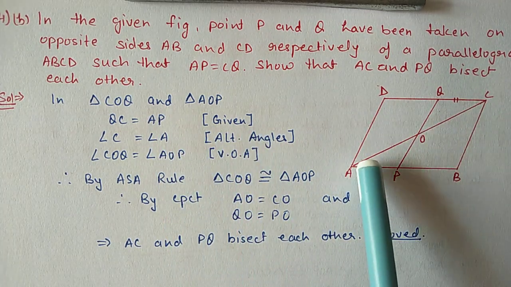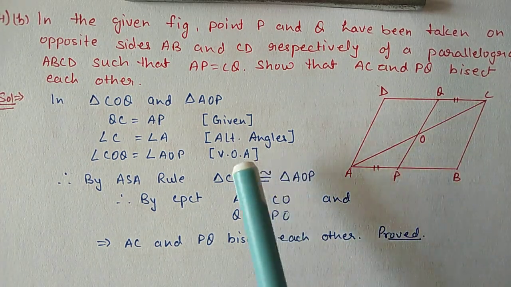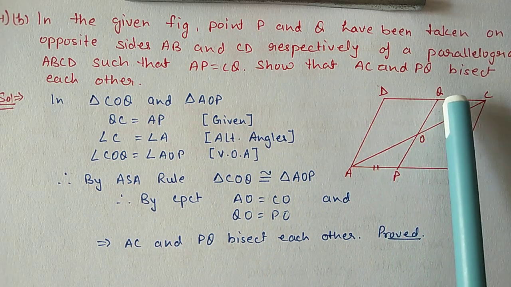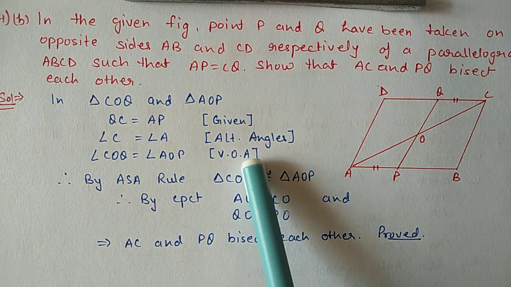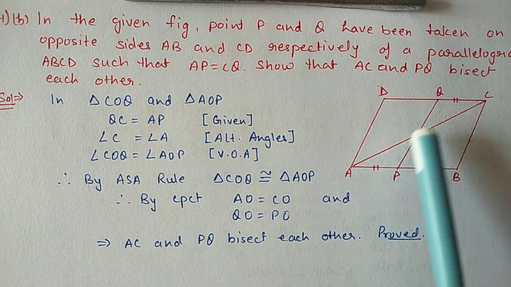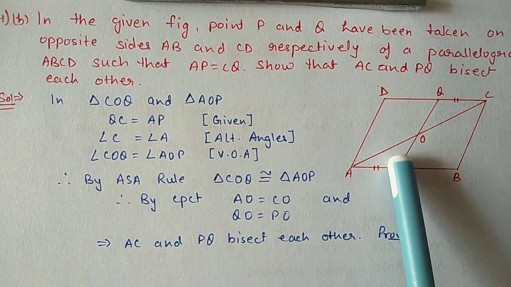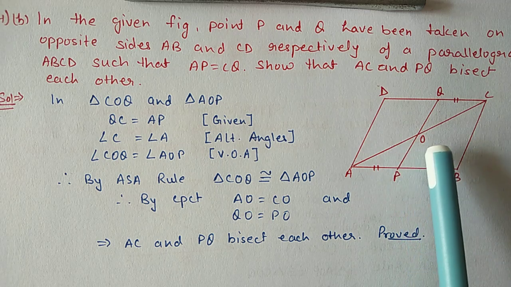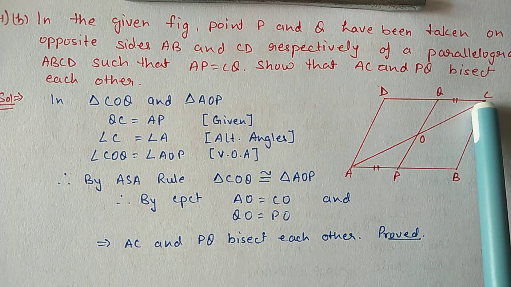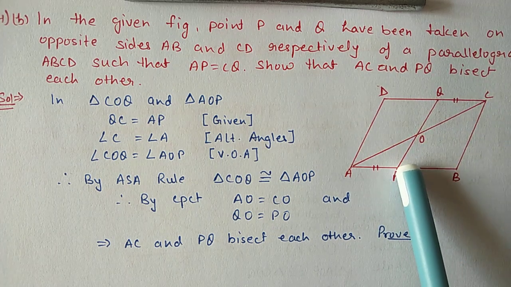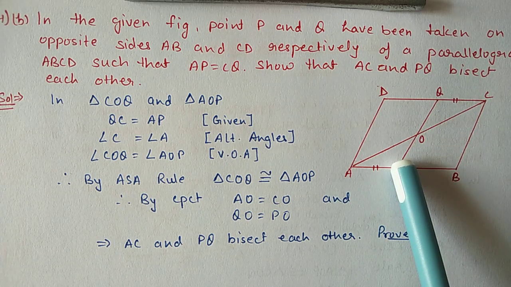Second, angle A is equal to angle C because these two are alternate angles, and angle COQ is equal to angle AOP. Both are vertically opposite angles. So these two triangles are congruent by the angle side angle rule. If two triangles are congruent, then by CPCT the other corresponding sides will be equal. So AO is equal to OC and QO is equal to OP, or we can say AC and QP are bisecting each other.